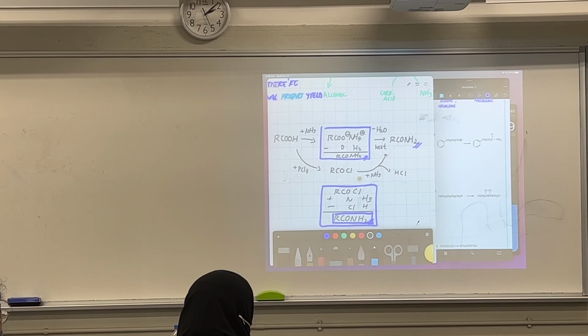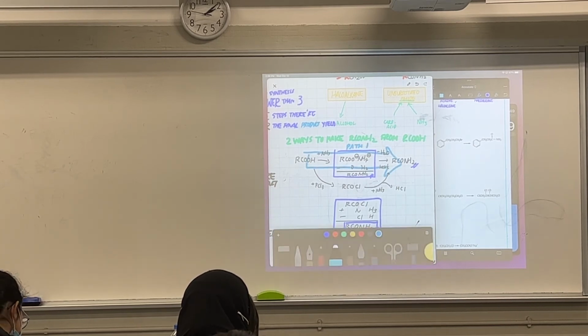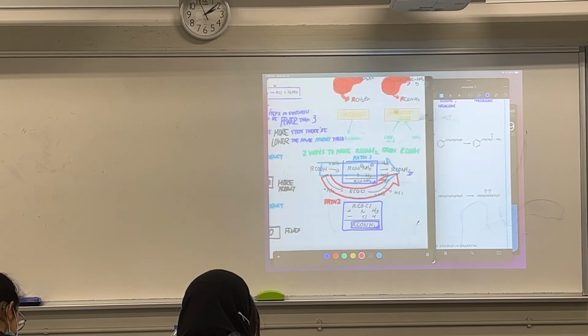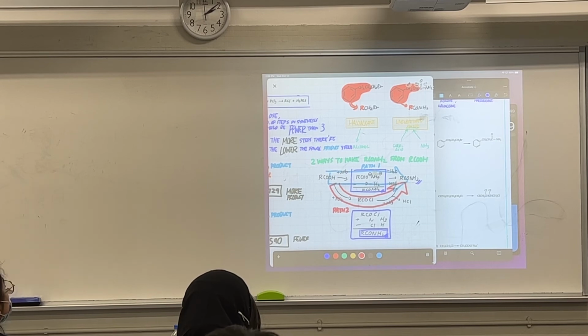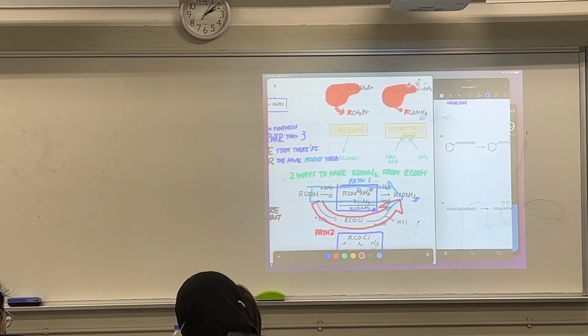So you use this method. Put down a heading here: two ways to make RCONH2 from RCOOH. What are the two ways? Pathway number 1, like you learned in Hess's law, is where you go this way. Path 2 is where you take a detour, like that. Because the question has limited the number of steps, but both have two steps, it's up to you then. So can you write this in here? Show me what you can do to do this conversion.